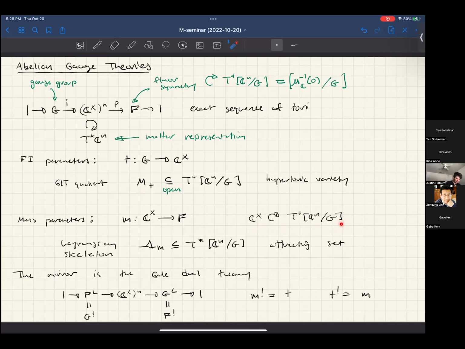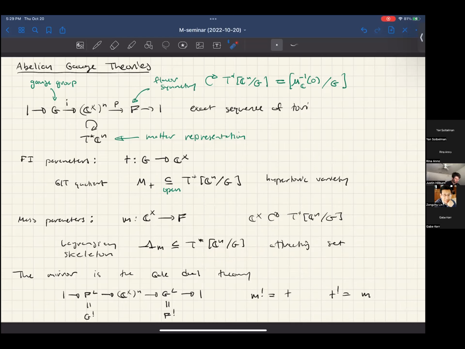From this, I can basically get a Lagrangian skeleton. If I assume that this C star has isolated, dimension 0, fixed points, then the attracting sets will actually be Lagrangian. So you can get a Lagrangian skeleton, which consists of the attracting sets for this C star inside of this stack. If you are uncomfortable with attracting sets on a stack, which I am a little bit, one can also do the attracting sets on the GIT quotient, and that'll be good enough for most circumstances.